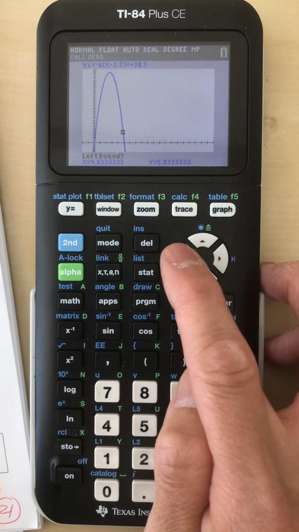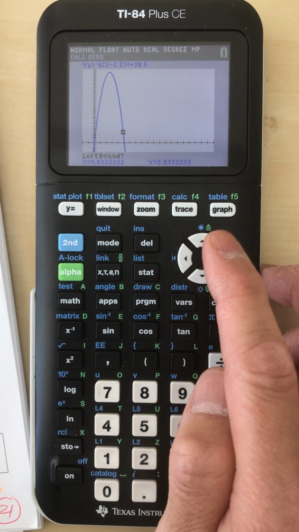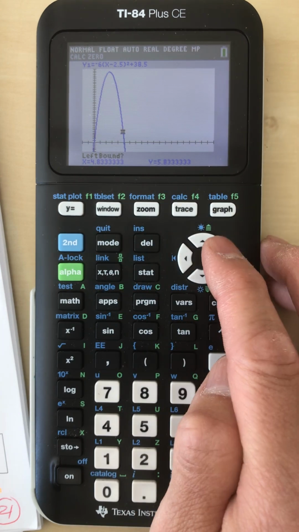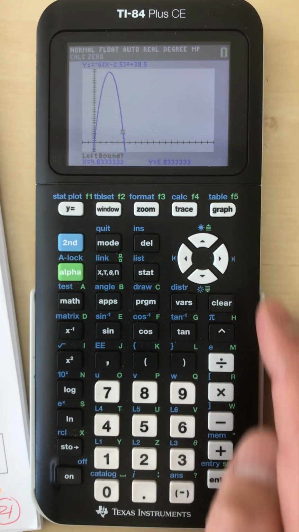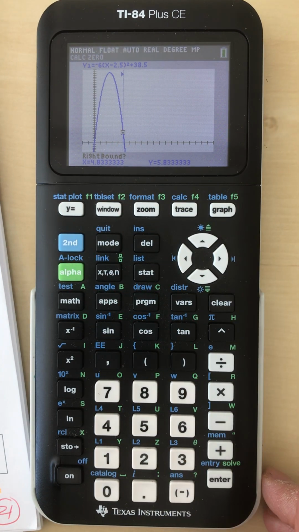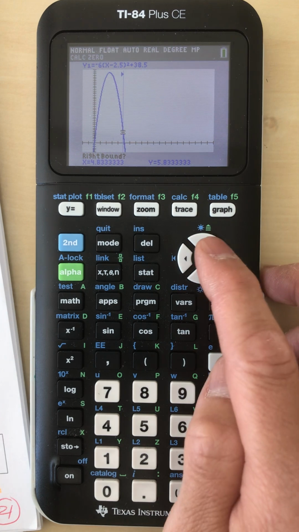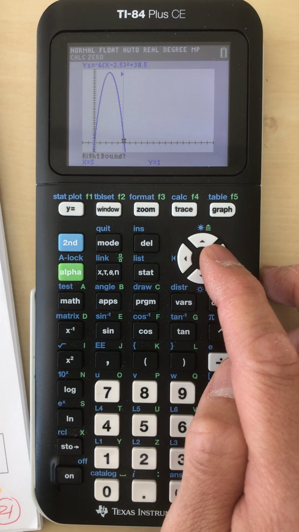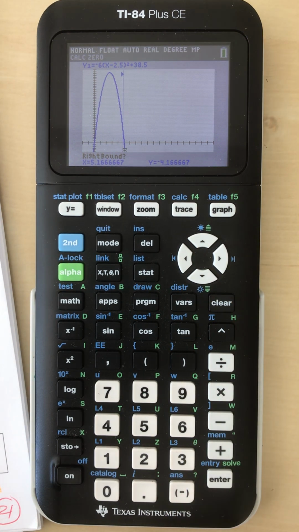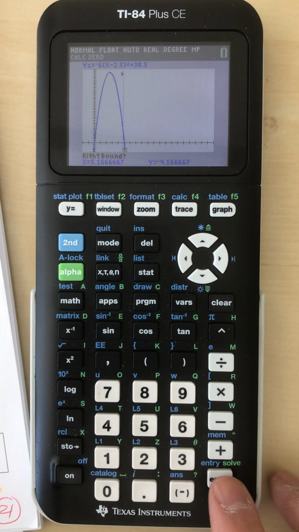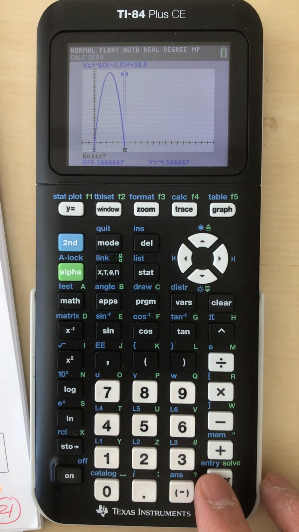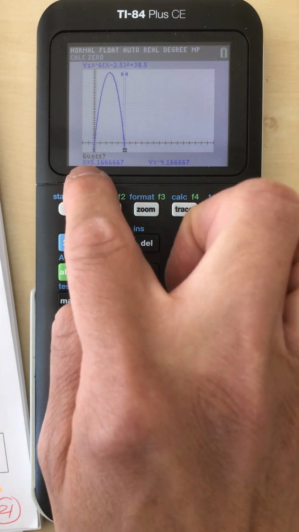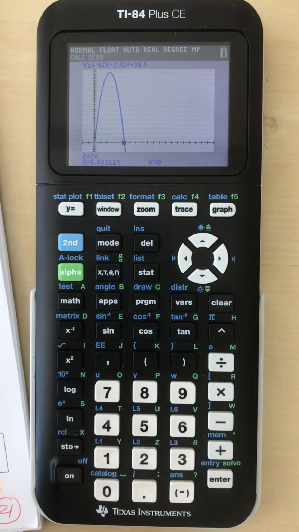Left bound. So left bound meaning on the left side of this x-intercept, which is right there where the cursor's flashing. Hit enter. You'll see that first dotted line appear. Then it asks for right bound. So go past the x-intercept. That's the right boundary of the x-intercept. Hit enter. You'll see another dotted line come up. Hit enter again where it asks you to guess. And there you go.